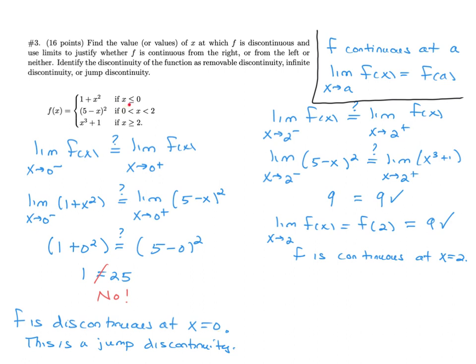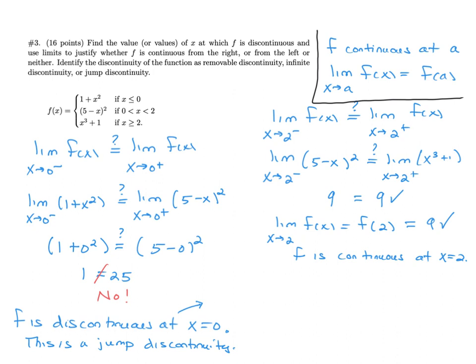Now, I'm seeing that there's an equal sign if we're coming in from the left, and we don't have one if we're coming in from the right. So I'm thinking this is continuous from the left, but we need to check this. So is this function continuous from the left at x equals 0? The answer is yes.